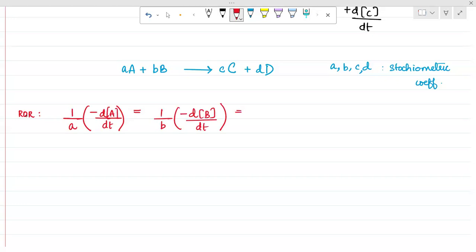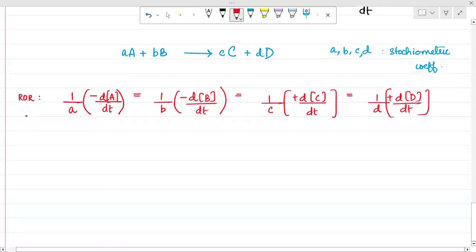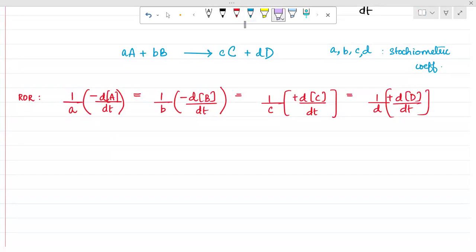With respect to C, it is 1 by the stoichiometric coefficient c, into changes of the concentration of C by changes in time. With respect to D, the product, it is 1 by d, changes in the concentration of D with changes in time. So the rate, whether it is written with respect to A, B, C, or D, whatever species you consider, the rate of the reaction will always be the same.